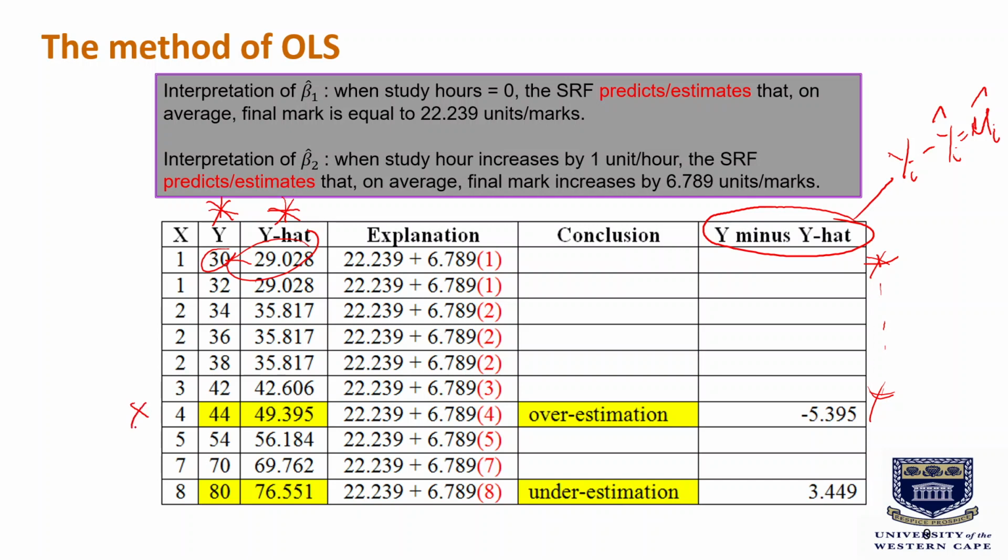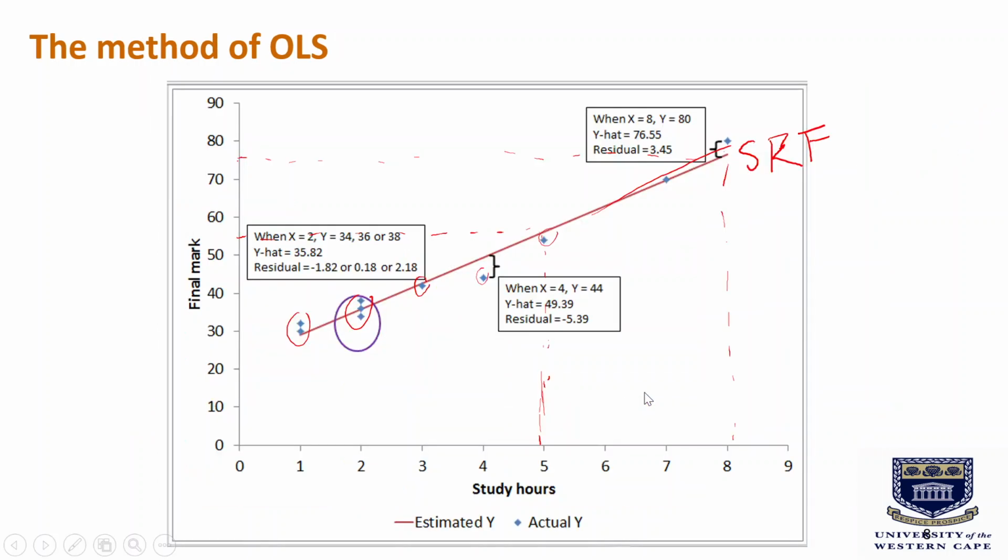Now just looking at the yellows, if we consider x equals 4, the observed y value is 44, the estimated y value is 49.395. So in this case, we have an overestimation. Our regression overestimates the final mark for a person who has studied 4 hours. If you go back to our graph over here, you can see that that is the case.